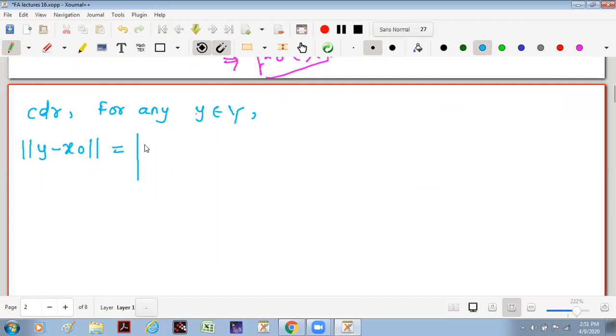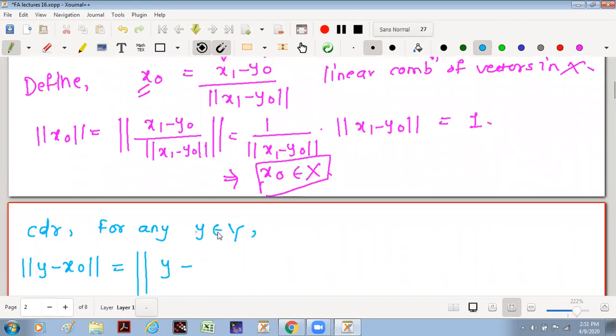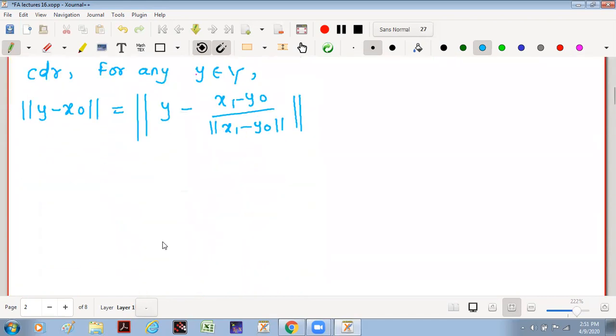Now let me write this as y minus, what x naught we have defined just now? x1 minus y naught upon the norm of x1 minus y naught. Let us complete the norm. Okay. Now come to the basic algebraic operation.